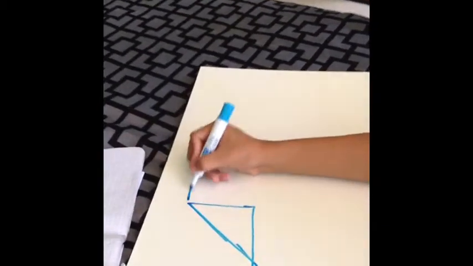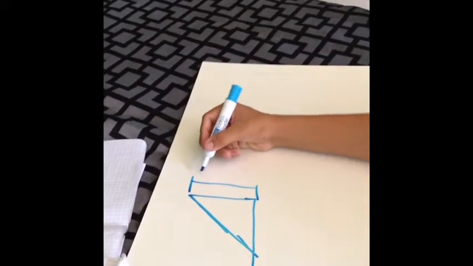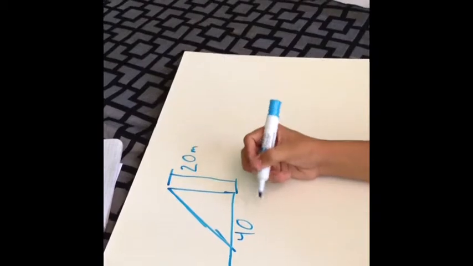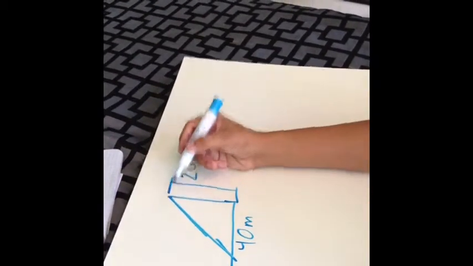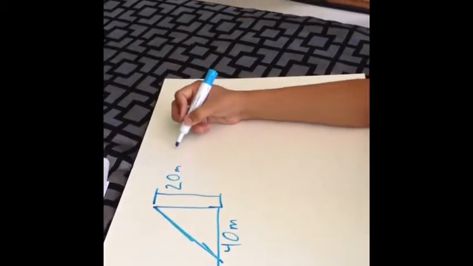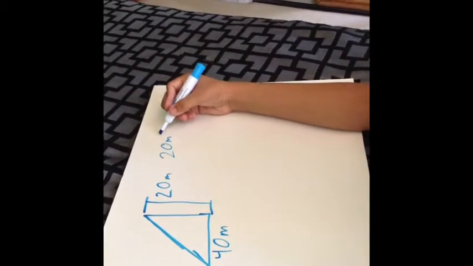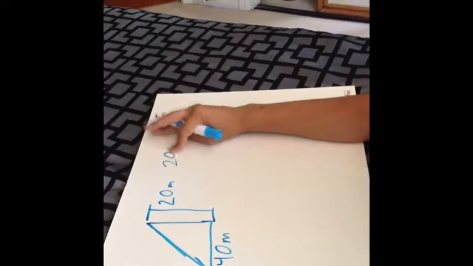Now, to solve for how far he travels, we must use the Pythagorean theorem. He started off 20 meters high, and the hill he travels is 40 meters, but the actual path he takes is not 40 meters, so we have to use the Pythagorean theorem to solve for it.